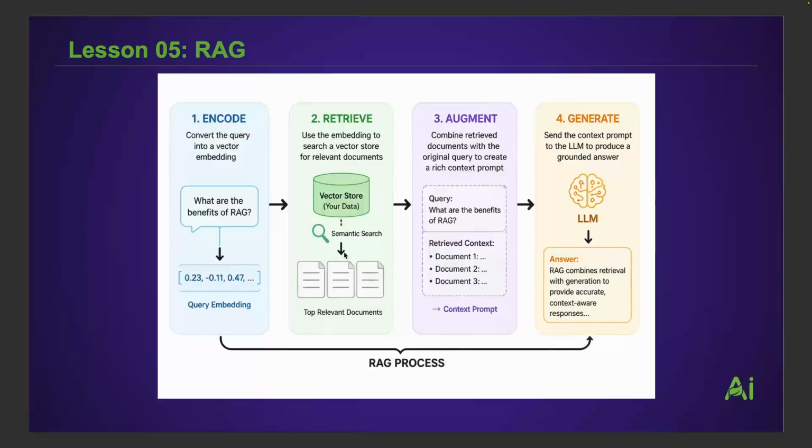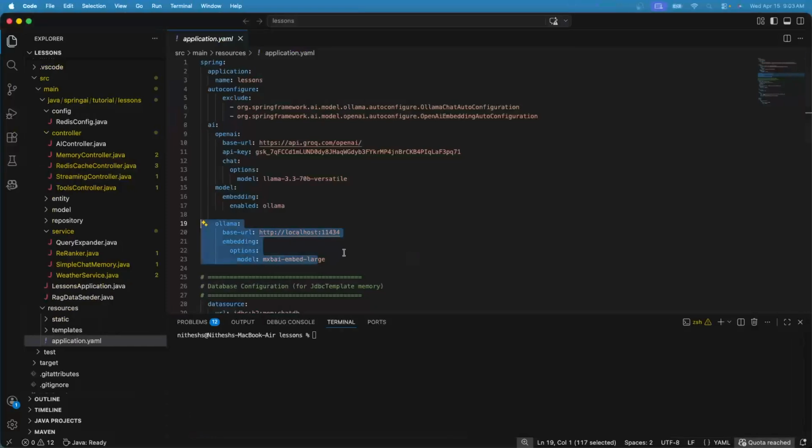Now let's look at embedding. How to generate embedding in Spring AI. Let me navigate to Visual Studio Code. As we have defined this embedding model in our previous tutorial, we need the same in this tutorial as well. Make sure your Ollama is running.